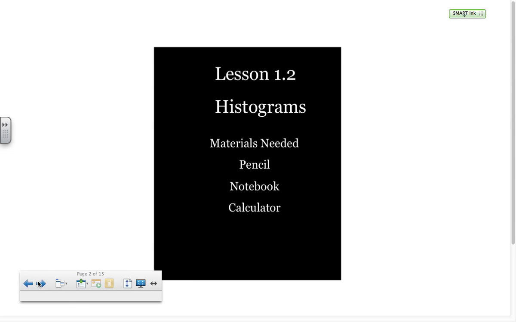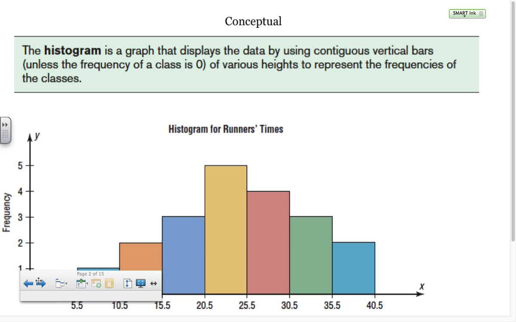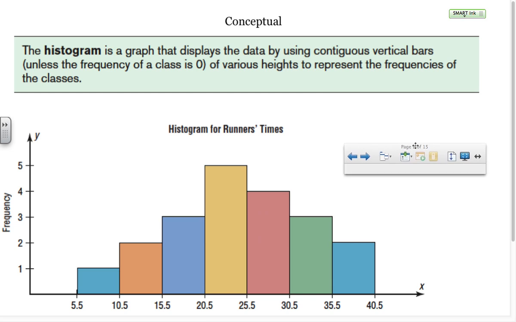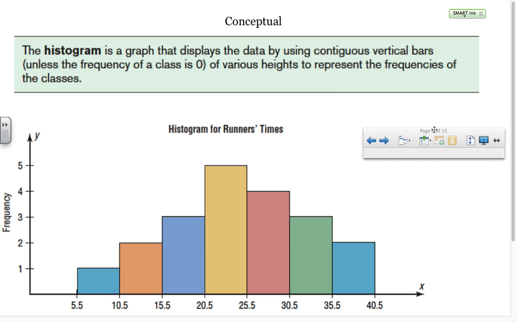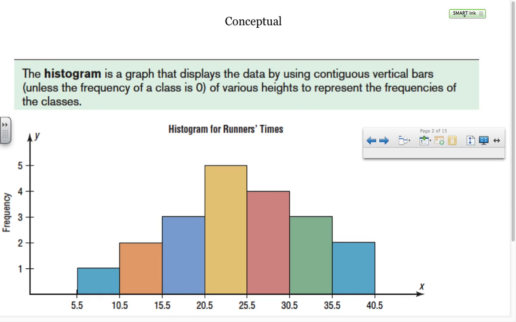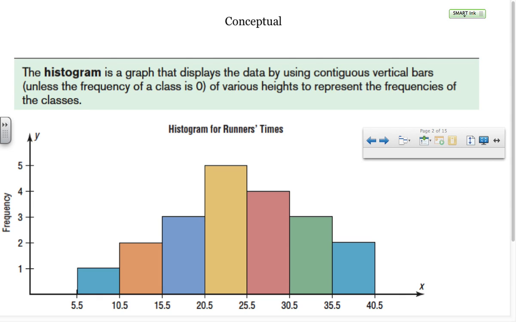So yesterday we talked about frequency distributions. Now we're going to look at some other pictures that we can use to see what our graphs look like. Okay, this is a histogram. Hopefully you've done histograms before in middle school or in other math classes. A histogram is a graph that displays the data by using contiguous vertical bars, unless the frequency of the class is 0, of various heights to represent the frequencies of the classes.